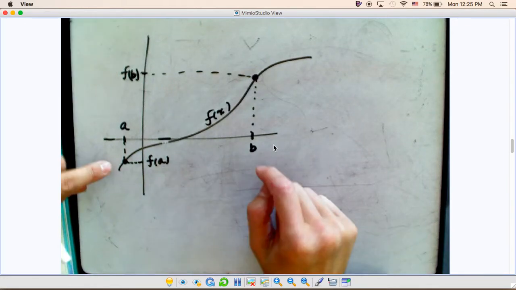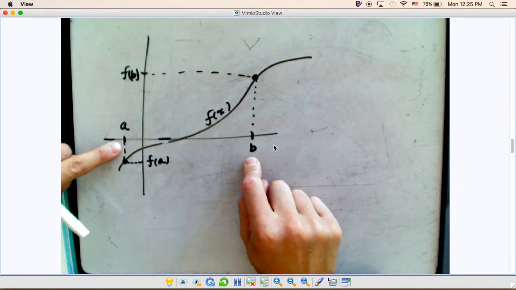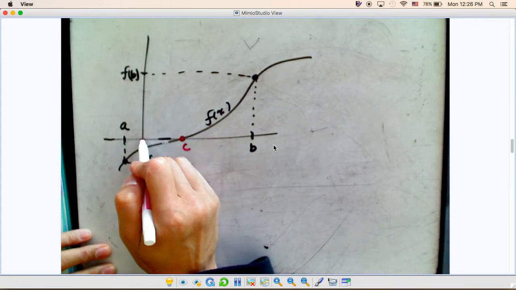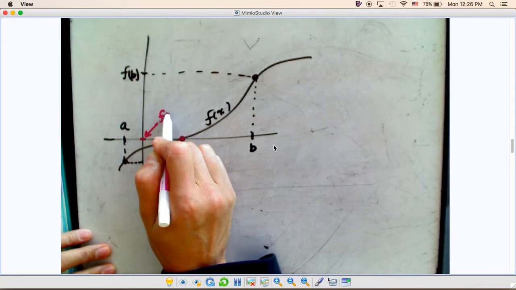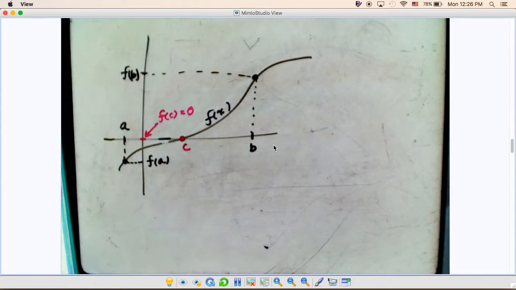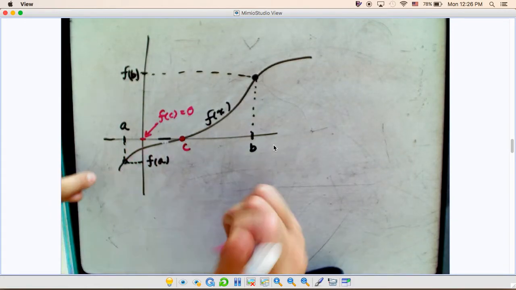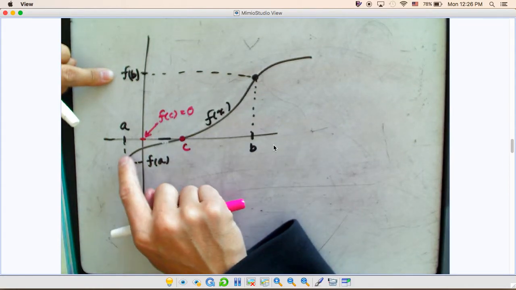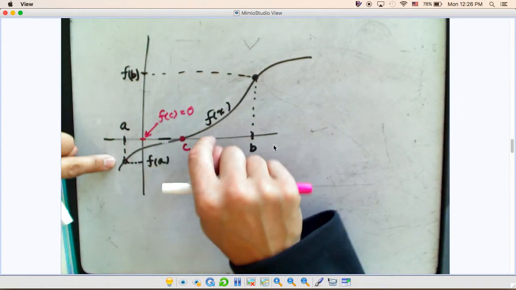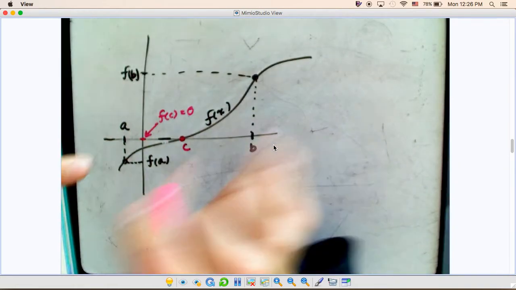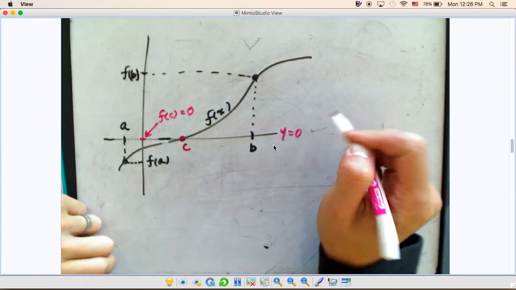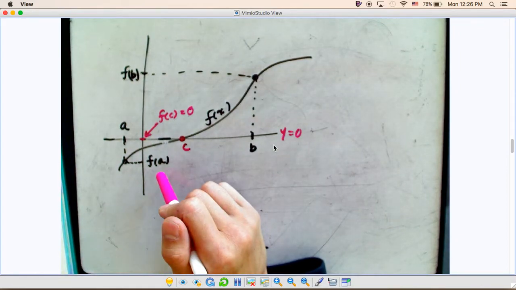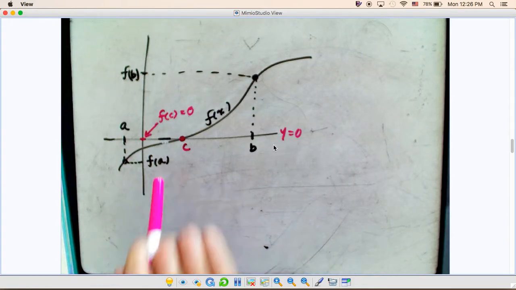a point somewhere between a and b for x values, so any point c, which will give you f of c equal to 0. In other words, if the function is continuous, and if f of a is negative and f of b is positive, then that function has to hit the x-axis, which is f of x is 0, or y equals 0. Does that make sense? So that's the change of sign. The sign has to change. That's why it's called the change of sign theorem.